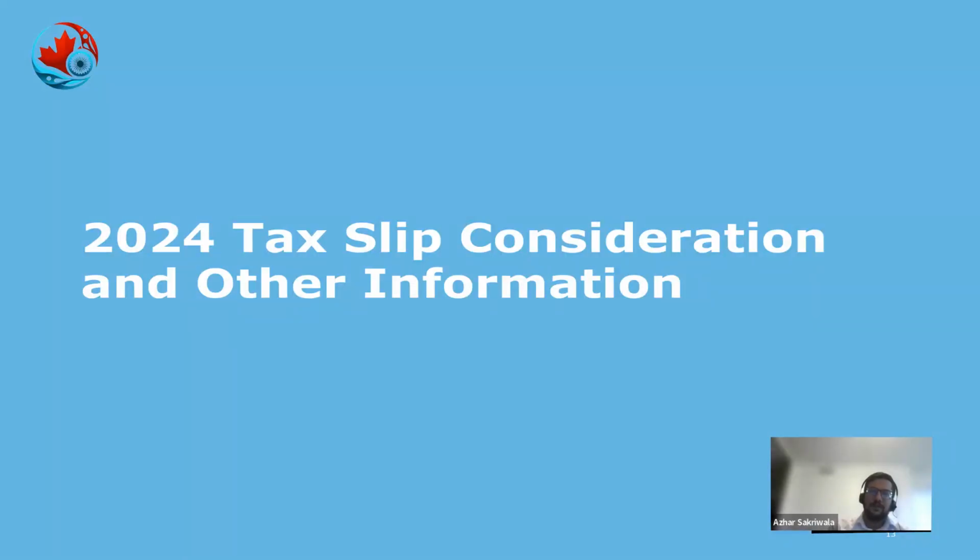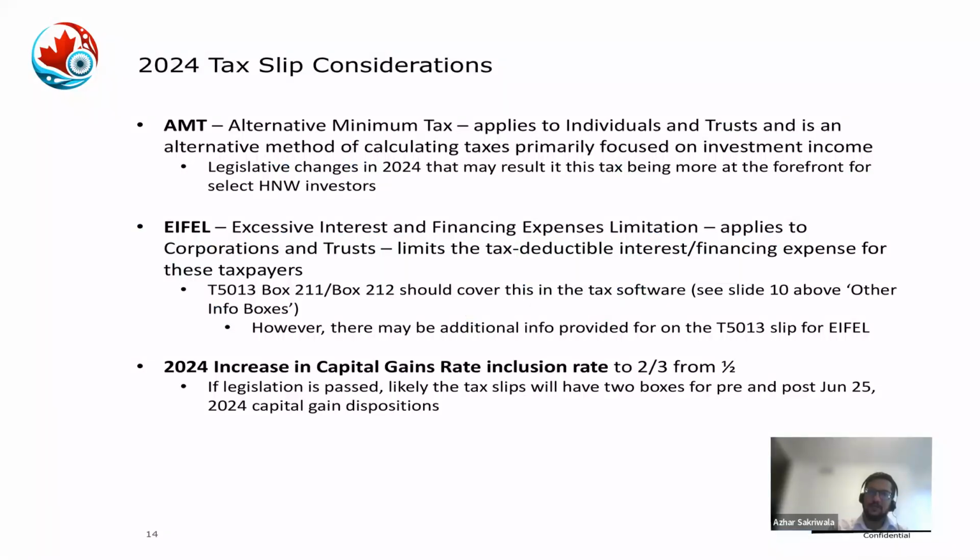Now coming on to 2024 tax slip considerations and other information. There is the alternative minimum tax regime that has been implemented in 2024. It is a parallel tax calculation that applies to individuals and trusts and is primarily focused on investment income. There is also disclosure for the excessive interest and financing expenses limitation, which is the EIFEL rules, which apply to corporations and trusts. It limits the amount of interest expense that can be deducted, and a separate disclosure has to be made in those tax boxes.